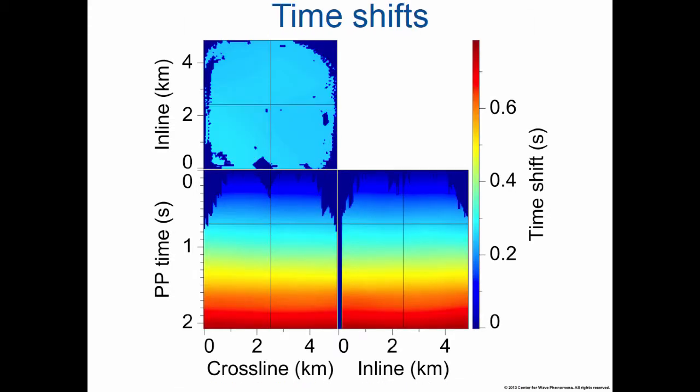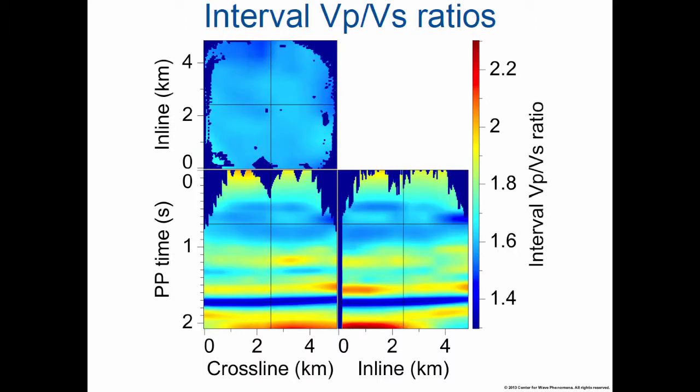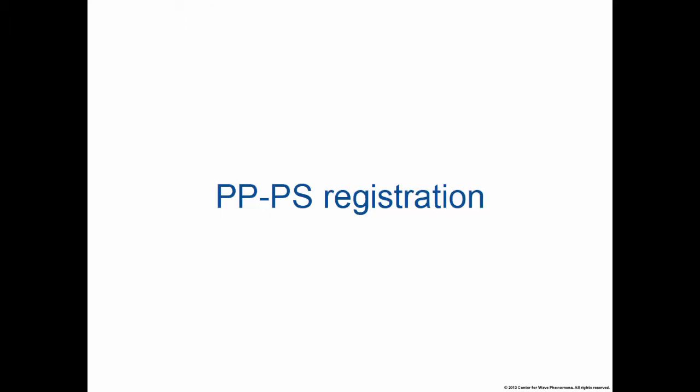We use these time shifts to warp the PS image to the PP image, but we can also use them to compute VPVS ratios. Throughout this talk, when I'm referring to VPVS ratios, I mean instantaneous or interval VPVS values, not average VPVS values. Now I'll go into a little more detail of these steps.